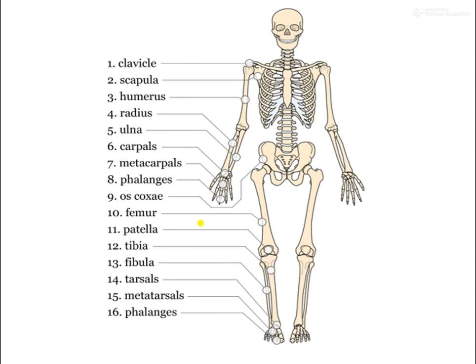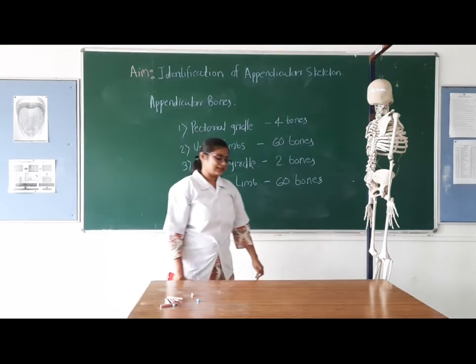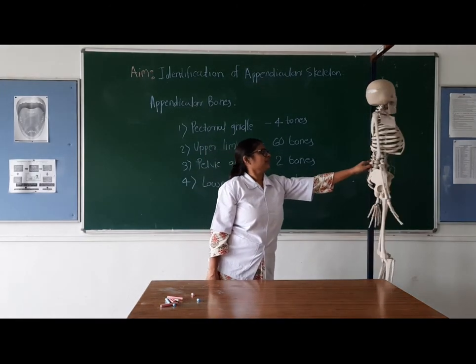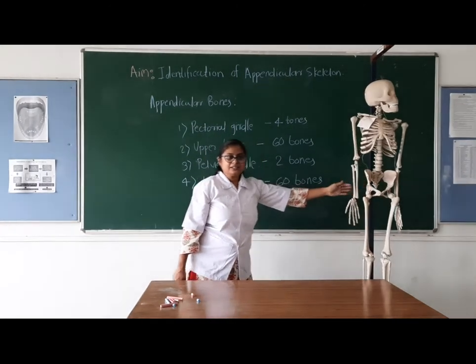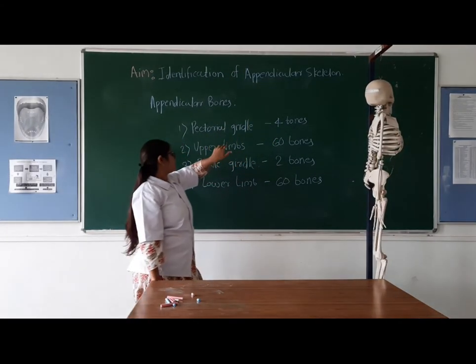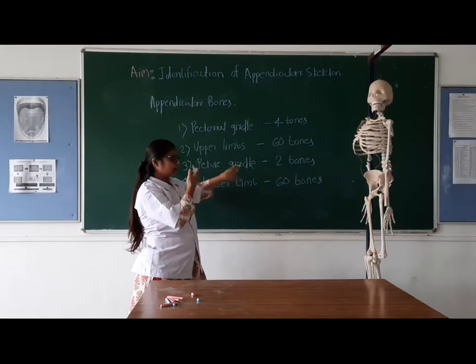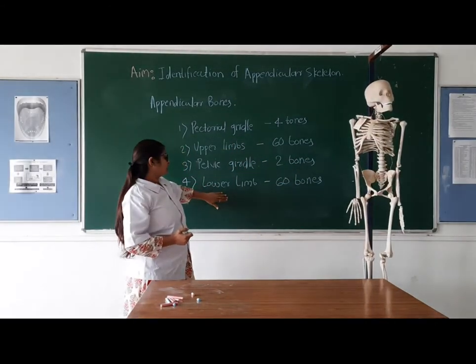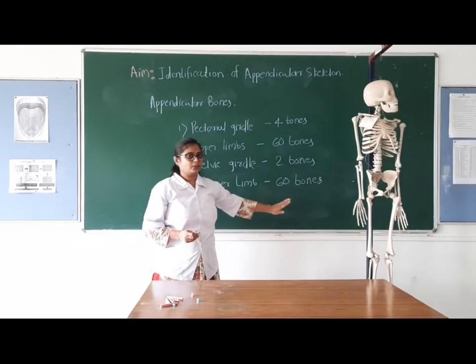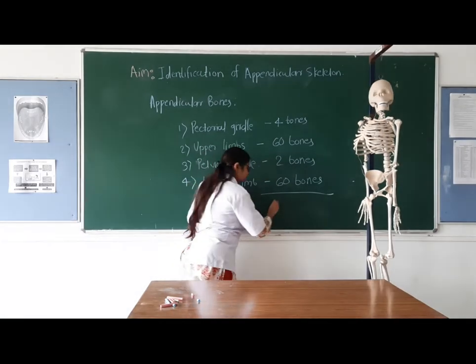Now, the requirements are the bones of the skeleton. In the appendicular skeleton, the pectoral girdle contains 4 bones. Next one is the upper limbs, they contain 60 bones. Next one is the pelvic girdle, which contains 2 bones, and the lower limbs contain 60 bones. It means the appendicular skeleton contains a total of 126 bones.